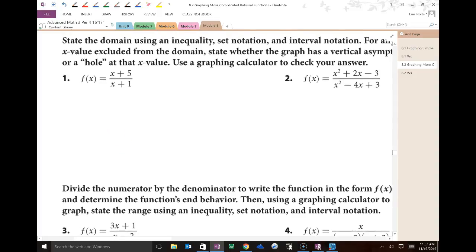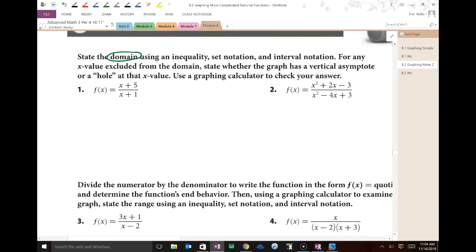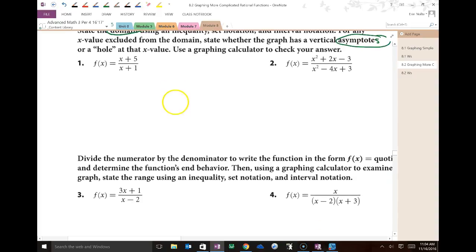So basically what I'm going to require of you is that you're going to have to state the domain. You're going to need to be able to find asymptotes, both vertical and horizontal. So I'm going to say asymptotes. Also, I want you to be able to find x-intercepts. Okay, those are very easy to find. So basically three pieces of information that you need to be able to find.